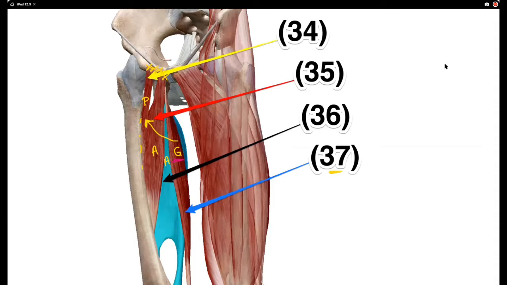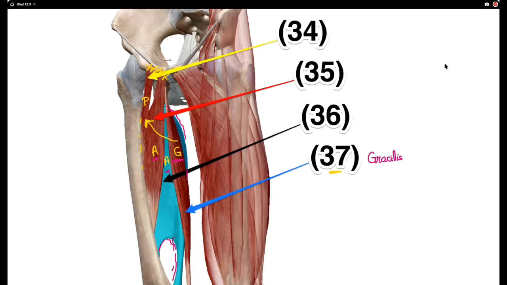Exactly, this is my gracilis muscle. And then I have 2 adductors, they are called adductors. One that extends all the way to the back. It's a huge muscle. This is number 36.